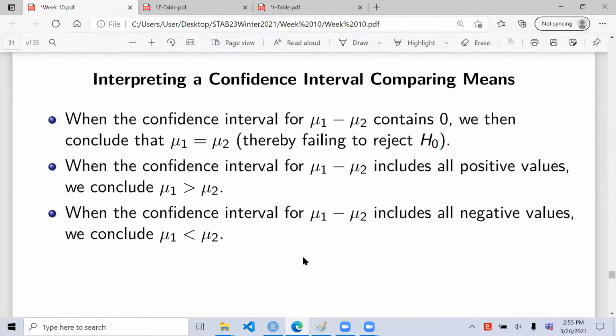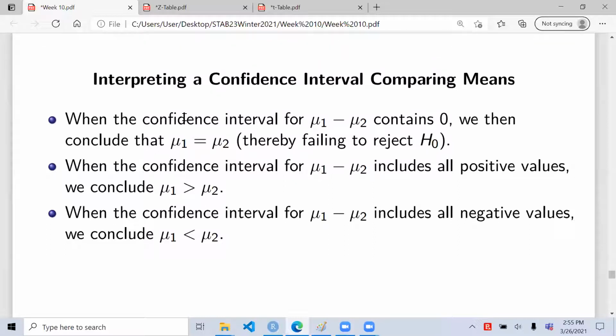So when you have a two-sided test, you're going to reject H0 when this difference is not 0. If your interval does not contain 0, you're going to reject H0. But if it does contain 0, you don't have evidence to negate the plausible difference of 0. So you fail to reject the null hypothesis. If it contains 0, it's saying that 0 is possible, so you cannot reject the null hypothesis because you didn't get evidence to do so.